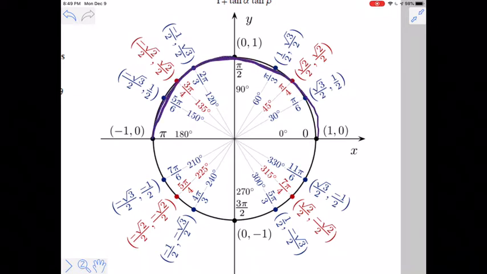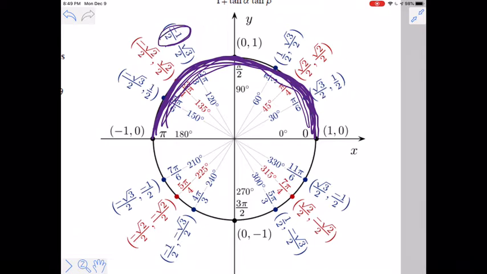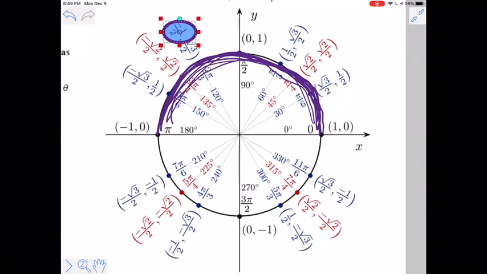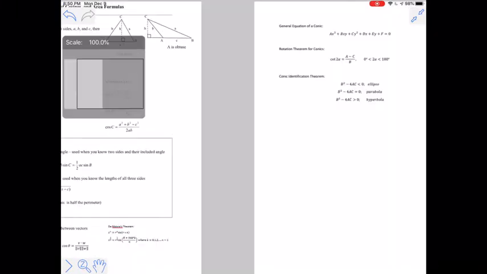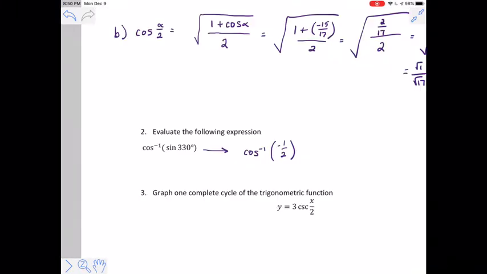Cosine and inverse cosine was defined between 0 and 180, and cosine would deal with x values, so we need to find an x value in this range right here that's negative 1/2, and we have an x value of negative 1/2 right there, and that happens at 120 degrees. So going back, the answer to this would be 120 degrees.